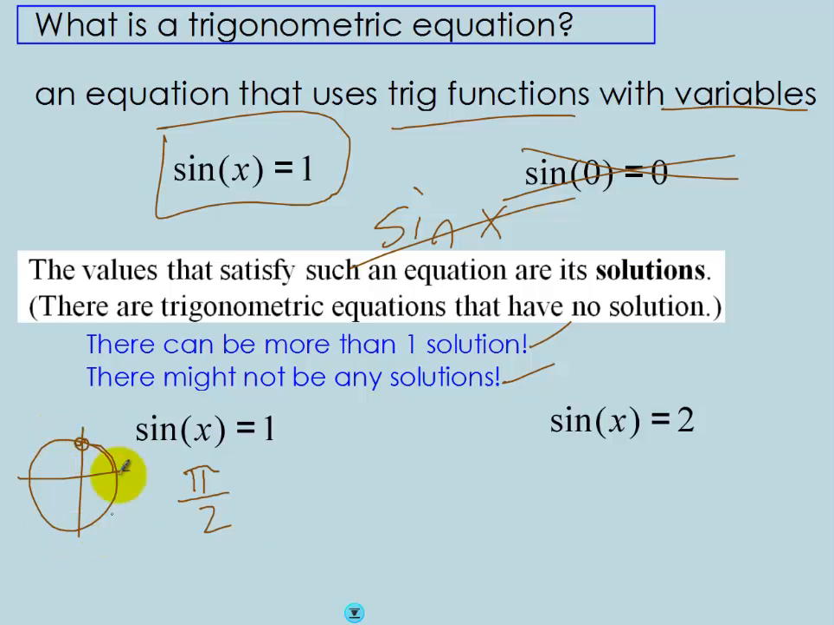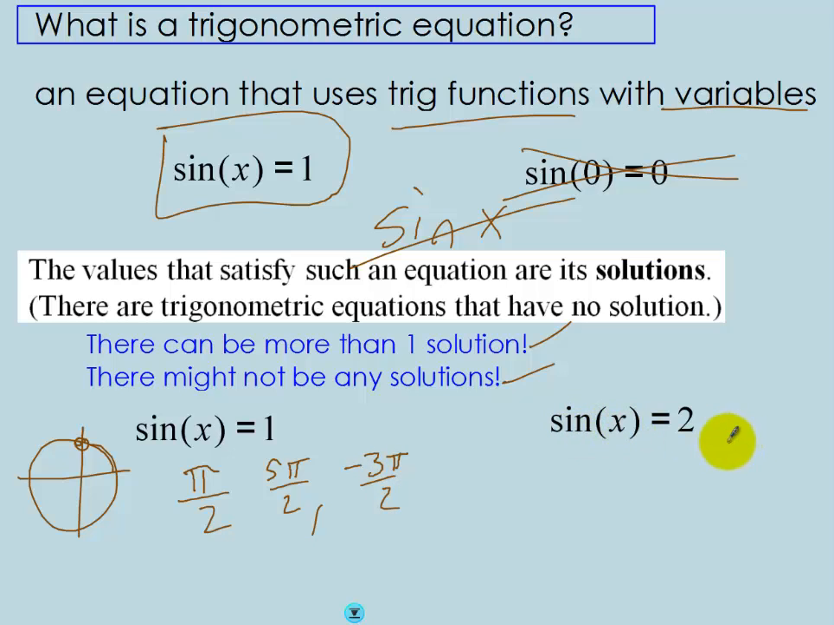But wait. It's not just the unit circle. You could go around more than once, the coterminal angles. It could be 5 pi over 2. And you could actually go the opposite direction, and it could be negative 3 pi over 2. And we've got a lot more than that. So you can have more than one solution.